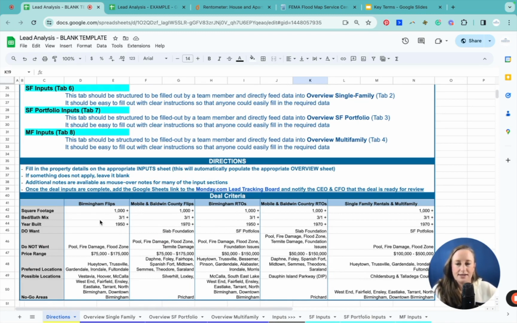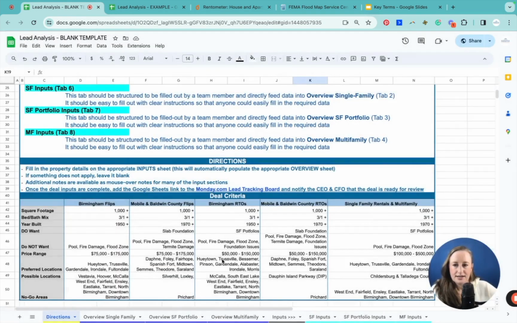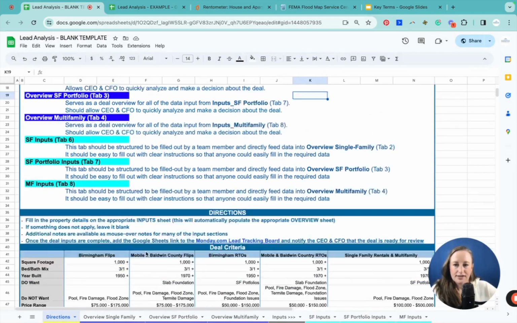If you want, you can see down here our criteria for flips in Birmingham and Mobile, as well as rent to owns in Birmingham and Mobile, and single family rentals and multifamily properties. So you can take a look at that if you are interested, and you can see a little bit about our process here.